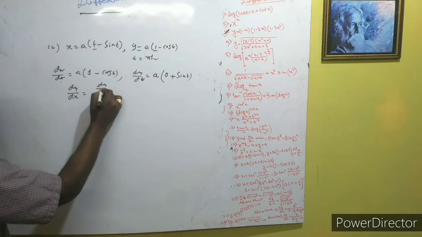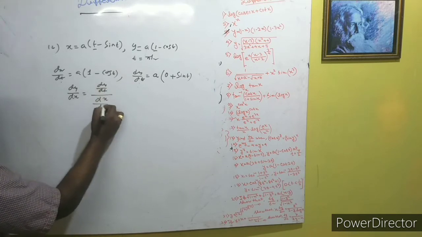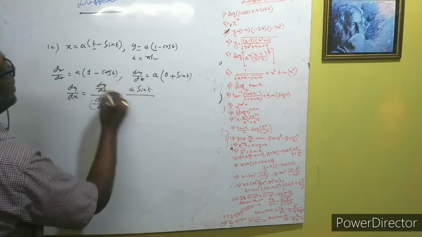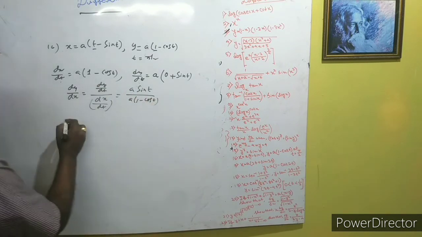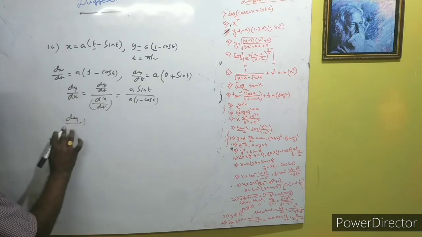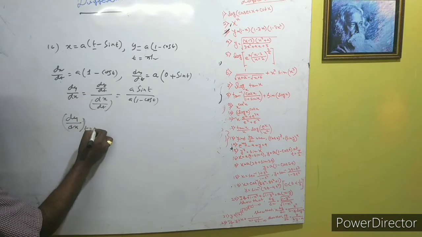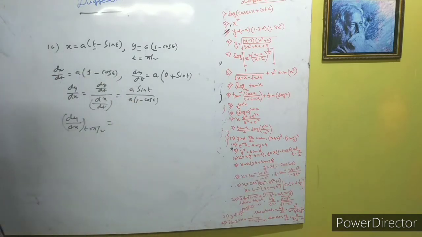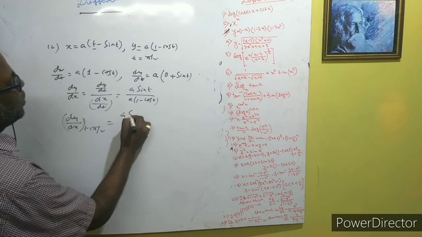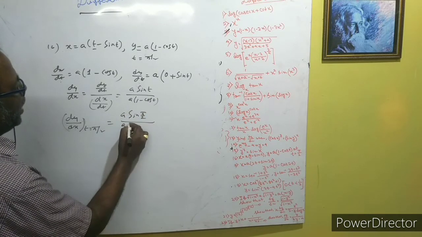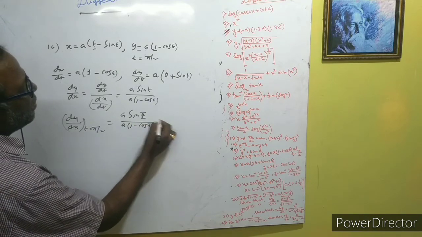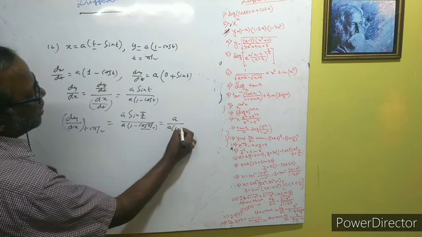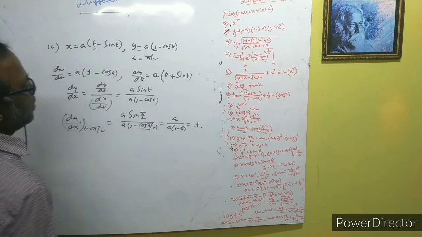So you can write dy/dx as dy/dt divided by dx/dt here. So the derivative of y, that is dy/dt, is a sin t, and here is a into 1 minus cos t. At what point we want to find the value of dy/dx? That is at t is equal to pi by 2, and this is the question. So a into sin pi by 2 by a into 1 minus cos pi by 2. You know the value of sin pi by 2 is 1, and also cos pi by 2 is 0. So 1 minus 0 is 1. So this is 1, your answer.